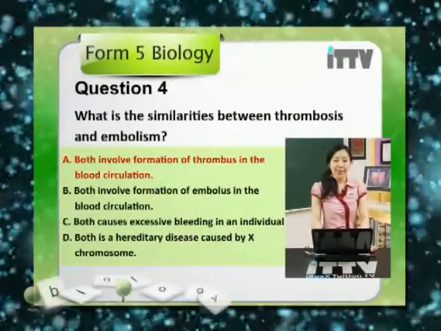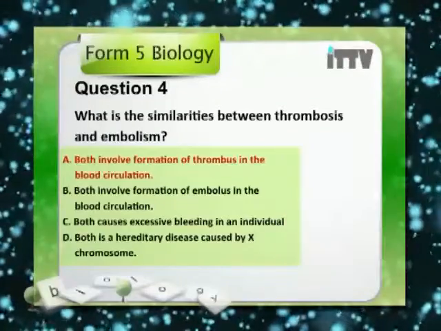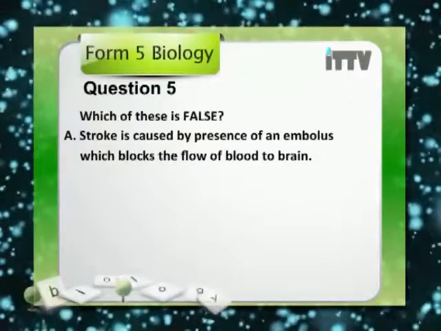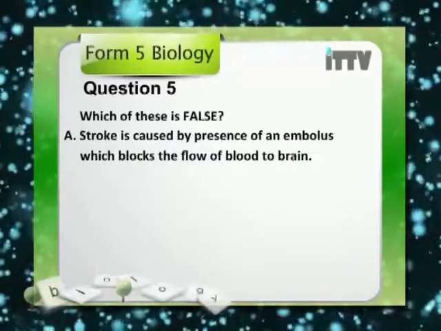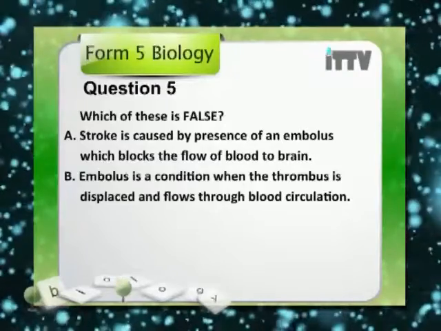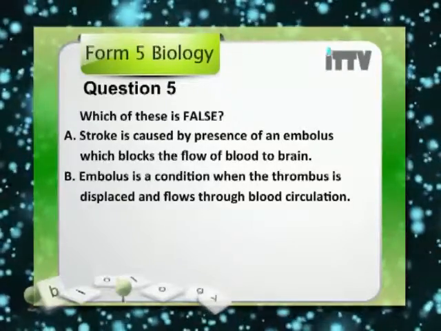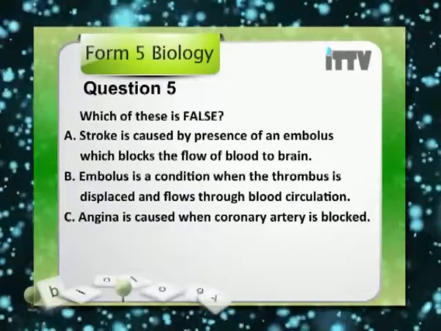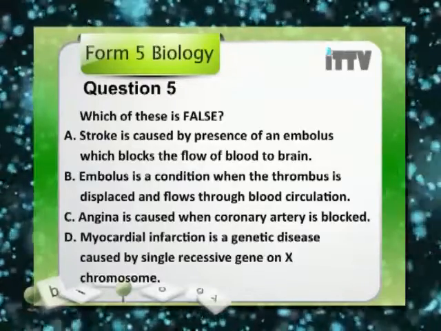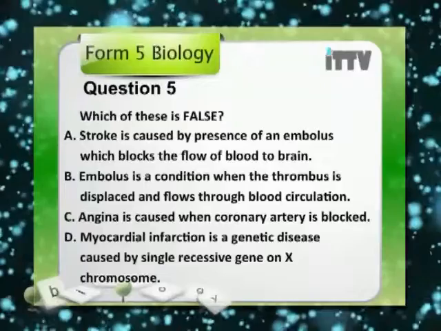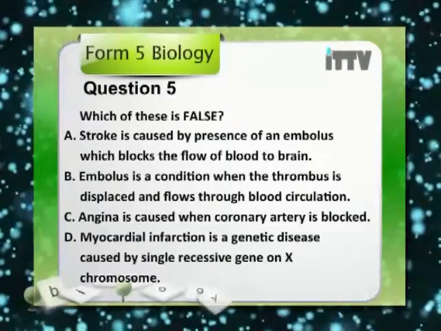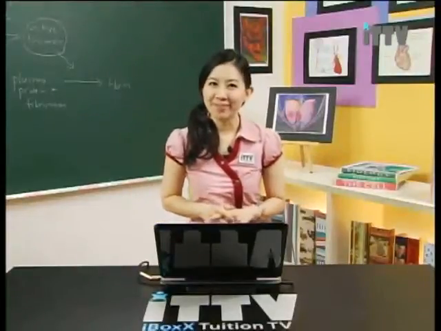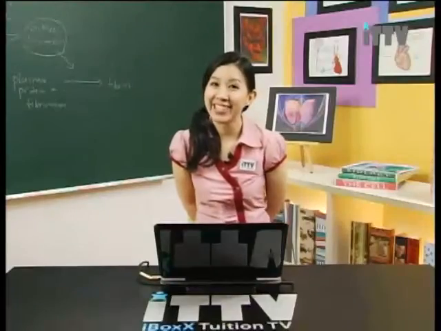Now, let us look at another question. Which of these statements are false? A. Stroke is caused by presence of an embolus, which blocks the flow of blood to the brain. B. Embolus is formed when the thrombus is displaced and flows through the blood circulation. C. Angina is caused when a coronary artery is blocked. D. Myocardial infarction is a genetic disease caused by a single recessive gene on the X chromosome. Now this question is actually pretty simple. I'm sure some of you would have already gotten the answer.